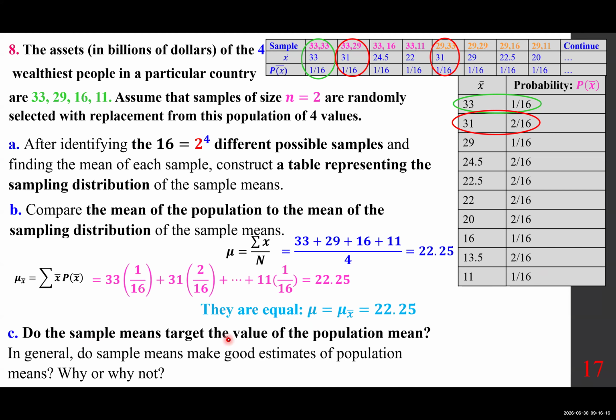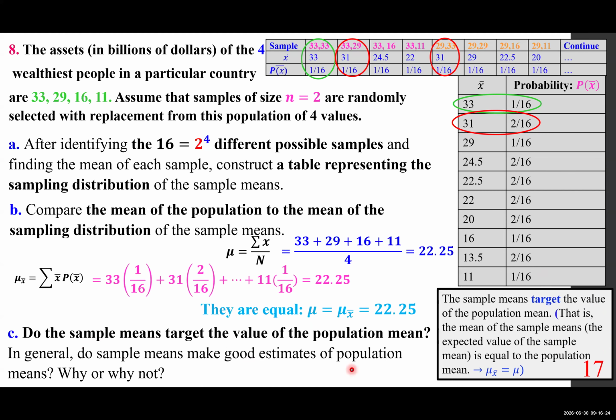Do the sample means target the value of the population mean? In general, do sample means make good estimates of population means? Why or why not? The sample means target the value of the population mean. That is, the mean of the sample means, the expected value of the sample mean, is equal to the population mean. That is the meaning of targeting. Okay, everybody?